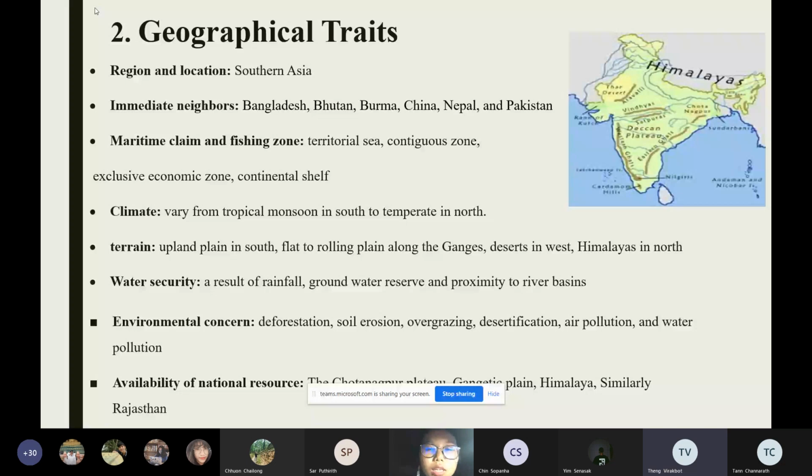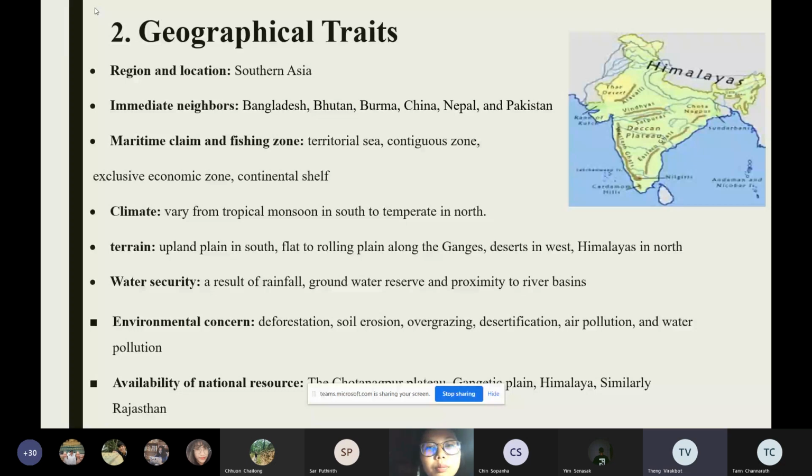As with other countries, India also faces some challenges and concerns, specifically in the environmental sector, including deforestation, air pollution, water pollution, and so on. Even though there are problems, at the same time India contains a lot of natural resources such as the Himalaya and so on.